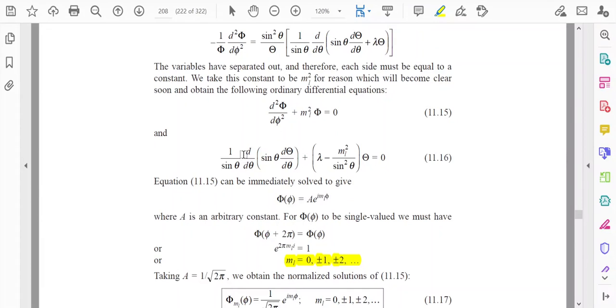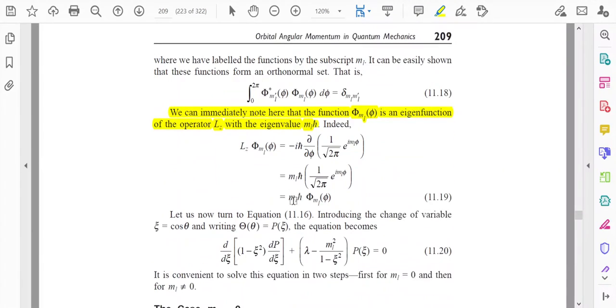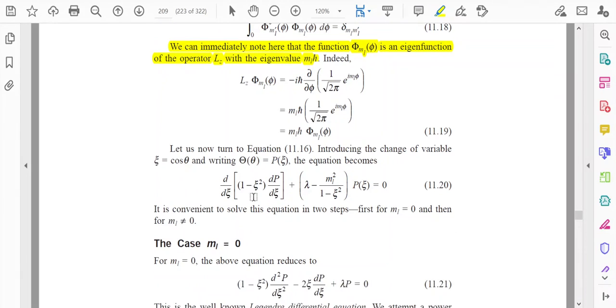In this equation we have to modify this equation. How to modify? We have to introduce a variable zeta equal to cos theta. Introducing this variable and writing capital P instead of capital theta, the theta equation will become like this, described in 11.20. This is the new equation after substitution of zeta equal to cos theta and capital theta equal to P of zeta.